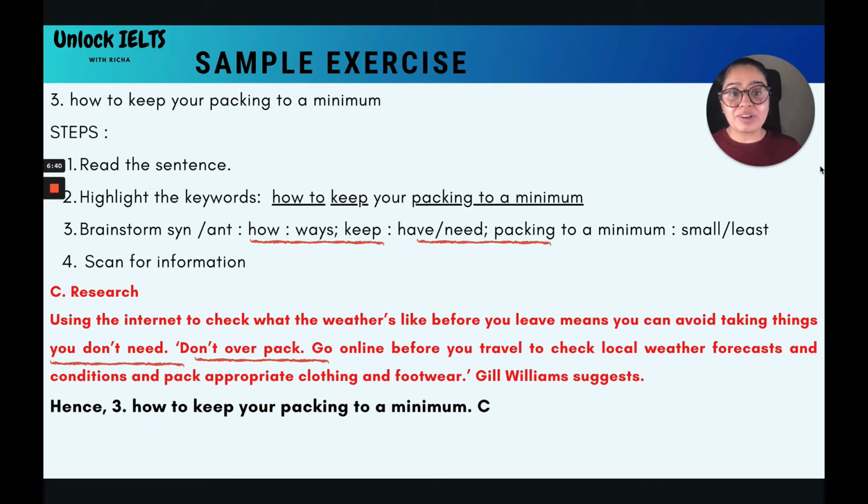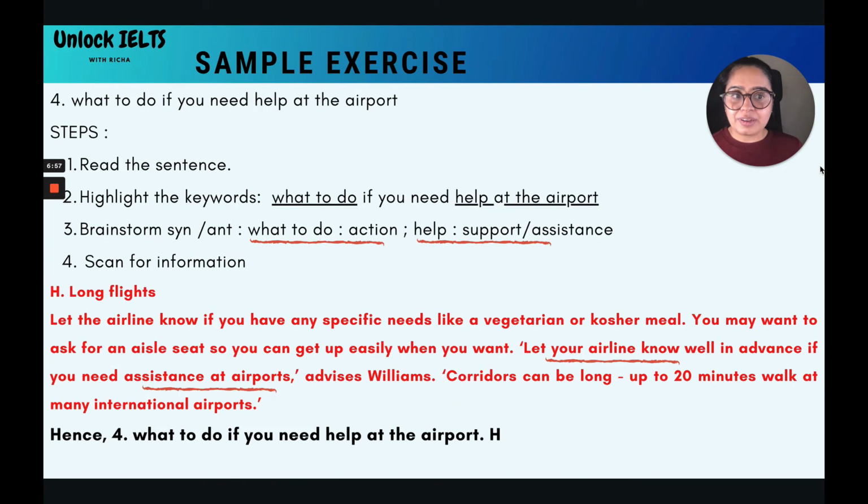Hence, the answer for the third sentence is C. Now comes our next sentence. Here, pause the video, apply all those strategies, and you can even refer to the passage once again and try to find the correct answer.